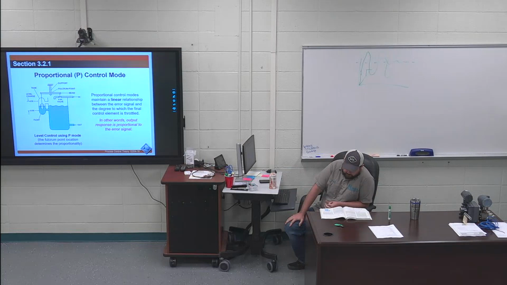Bottom left paragraph on page 31, second sentence is highlighted. Another way to describe proportional control is that it gives a linear output to input relationship.